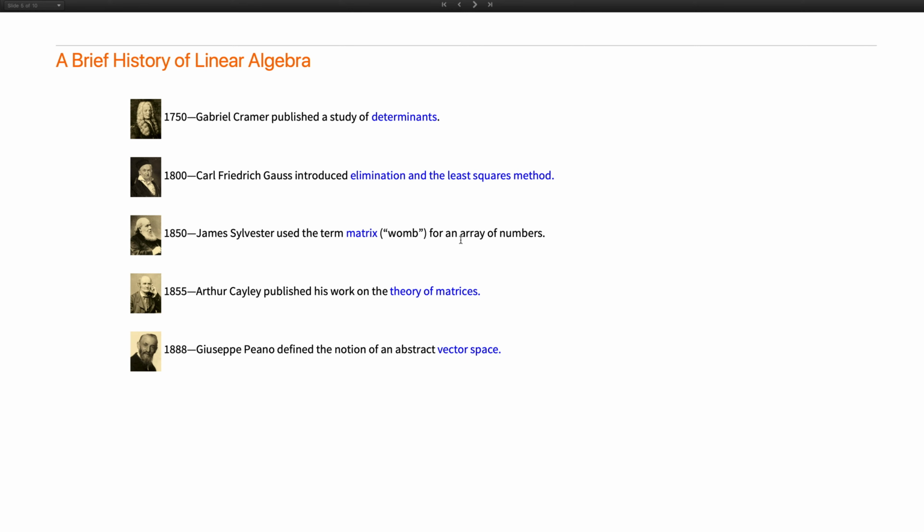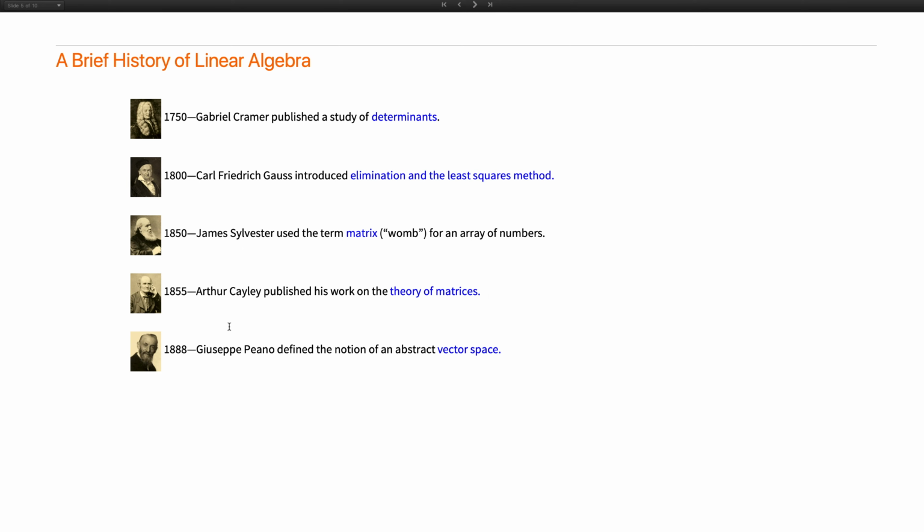And Sylvester and his friend Arthur Cayley worked on matrices, and Arthur Cayley actually published his work on the theory of matrices around 1855. So Sylvester and Cayley were great friends. In fact, in those days, it was hard to make a living doing mathematics. So Sylvester was an actuary. He worked in insurance. Cayley was a lawyer, and they talked about law in the day and talked about mathematics in the evening. But together, they set up a lot of what we call linear algebra today.